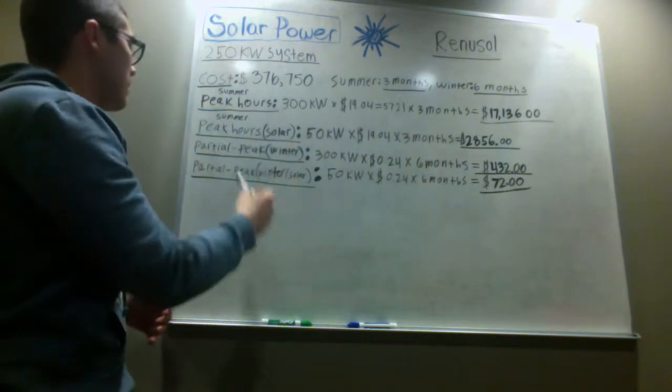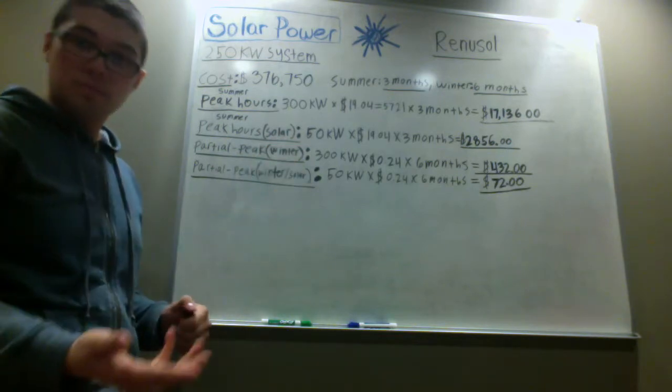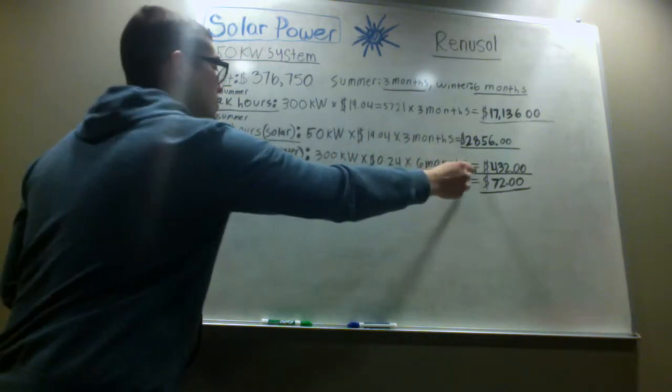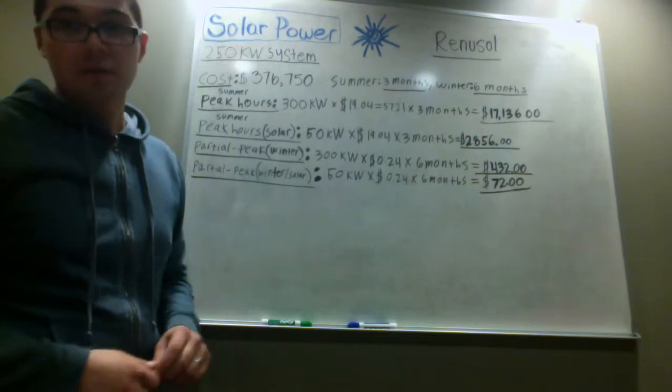And then the same thing is done during the partial peak for the winter and the regular facility, and then the 50 kilowatt facility. You can see it's $432 without the solar, and then $72 with the solar.